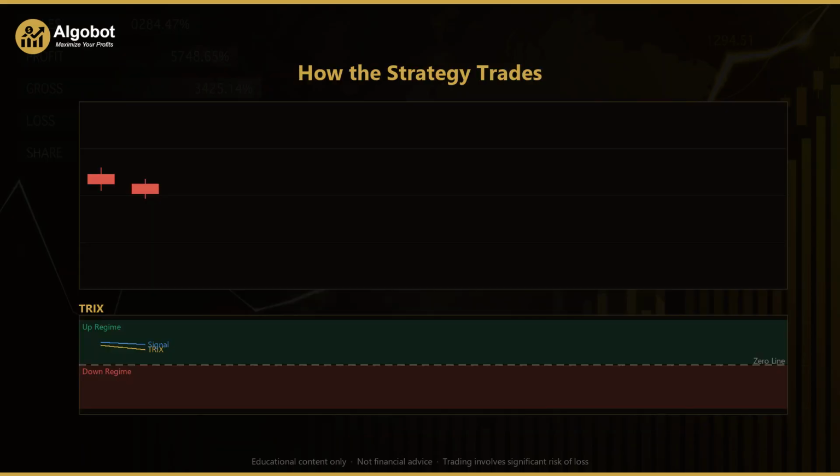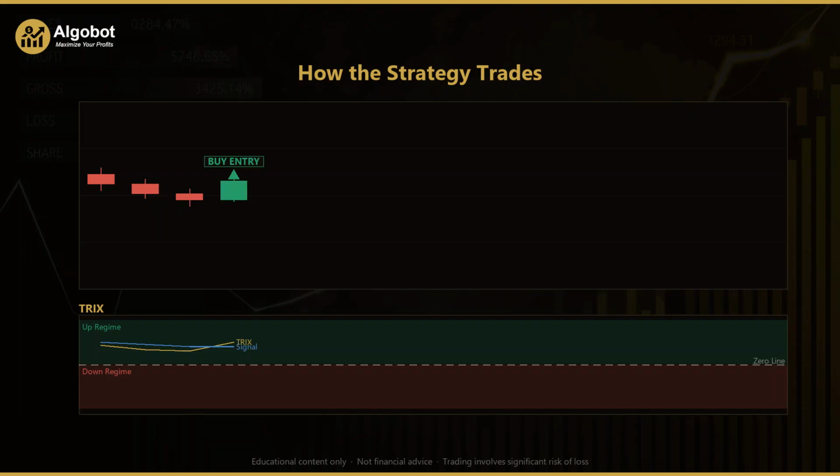Let's bring the whole strategy to life on a chart. The candles run across the top, and beneath them sits the TRIX panel. The gold line is TRIX itself, and the blue line is its signal. The dashed gray line through the middle is the 0 line, our regime gate. Everything above 0 is treated as an up regime, shaded green, and everything below 0 a down regime, shaded red.